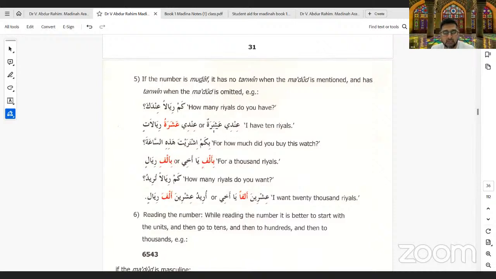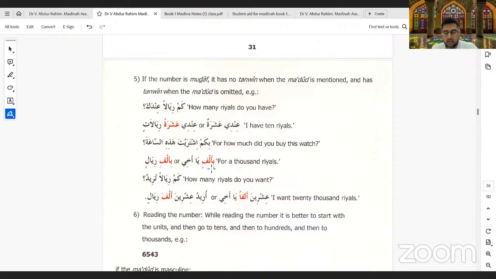In ashratu riyalatin, ashratu is mudaf now, and riyalatin is mudaf ilay. But when the mudaf ilay is dropped, then it's ashratun. Can you see the difference now? The riyal should be mudaf ilay but has not been mentioned, so ashratun gets a tanween. When it's mentioned, the ashra gets a dhamma. Ishtaraytu hadhihi as-sa'a bi alfin. It should be bi alfi riyalin, but because it's not mentioned, it's only bi alfin with kasra tanween.